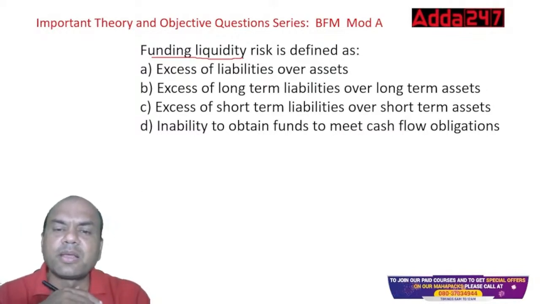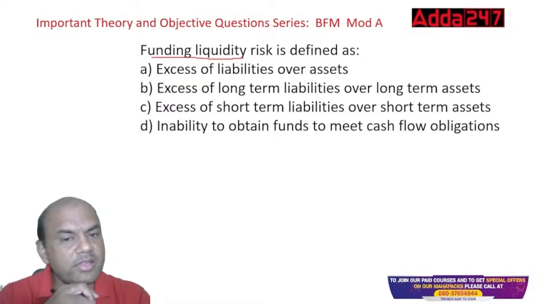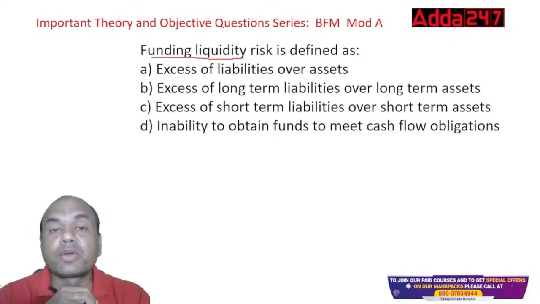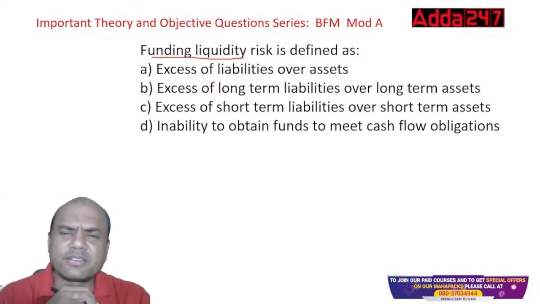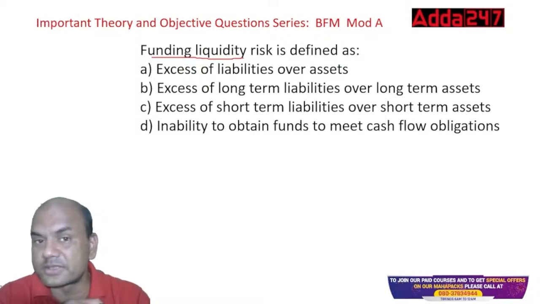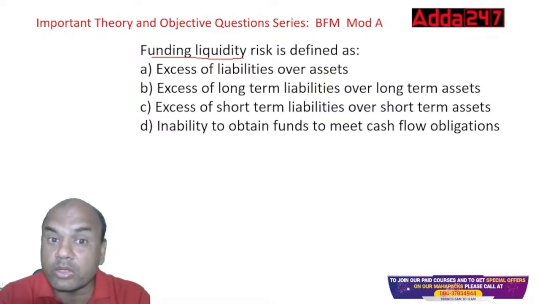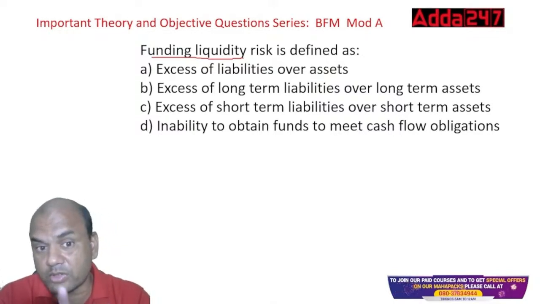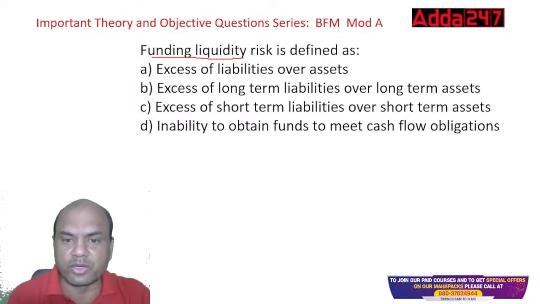Excess of long-term liabilities over long-term assets. Is this a liquidity risk? Excess of liabilities means more of deposits, less of loans. Obviously, that can be the answer. Similarly, B can also be the answer. Look at this. All the answers seem to be right. You check this. All of them seem to be right. Liability is greater than assets here. I'll show you over here.